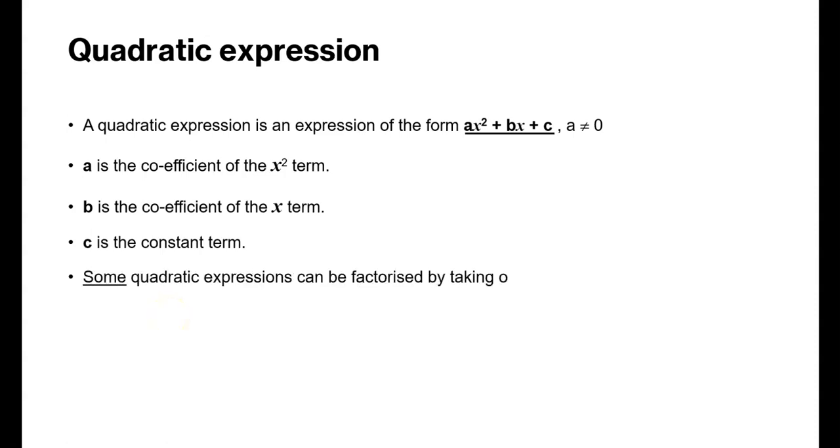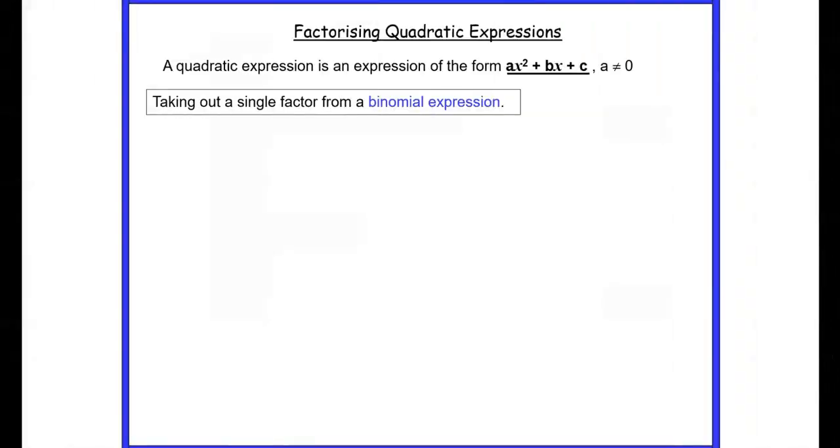As you would have seen before, some quadratic expressions can be factorized by taking out a factor and using a single bracket. Others need a double bracket. So this is actually factorizing a quadratic expression, but this is when you have only two terms, what we would call a binomial expression, because it only has two terms. But what makes it quadratic is the fact that it has an x squared term.